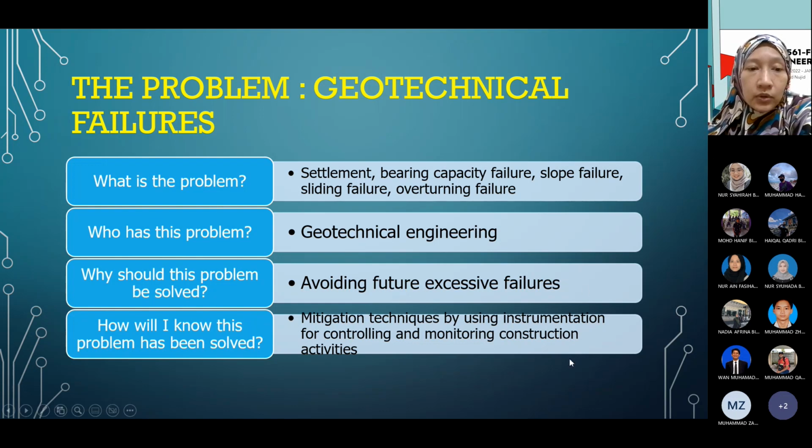So how will I know this problem has been solved? By using mitigation techniques such as instrumentation for controlling and monitoring during the construction activities. At the end of this slide, I will try to share a video which may give you some idea how this controlling, instrumentation, and monitoring can give some information for future design or future analysis related to the construction site.